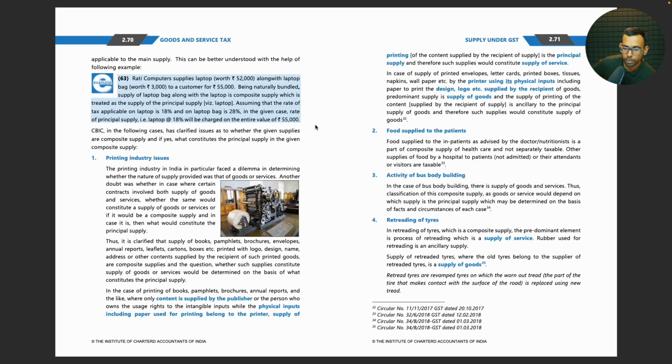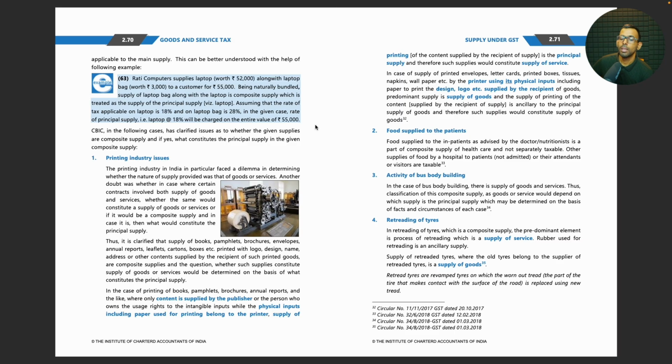Activity of bus body building. In the case of bus body building, there is a supply of goods and services. Thus, classification of this composite supply as good or service would depend upon which supply is the principal, which may be determined on the facts and circumstances of each case.